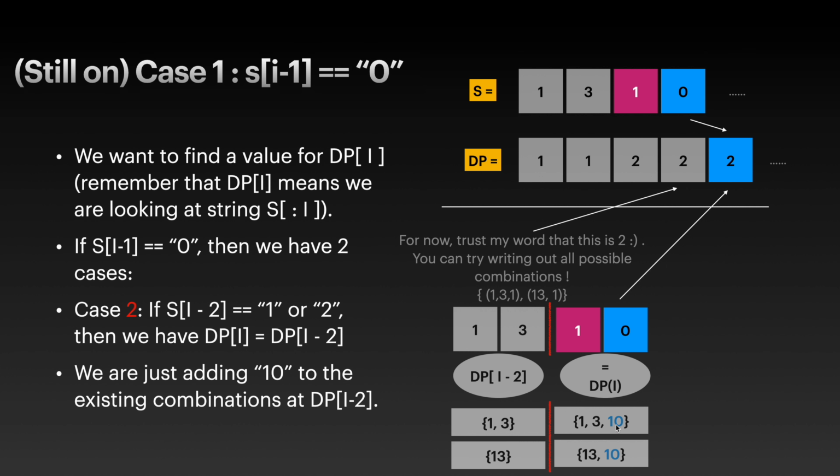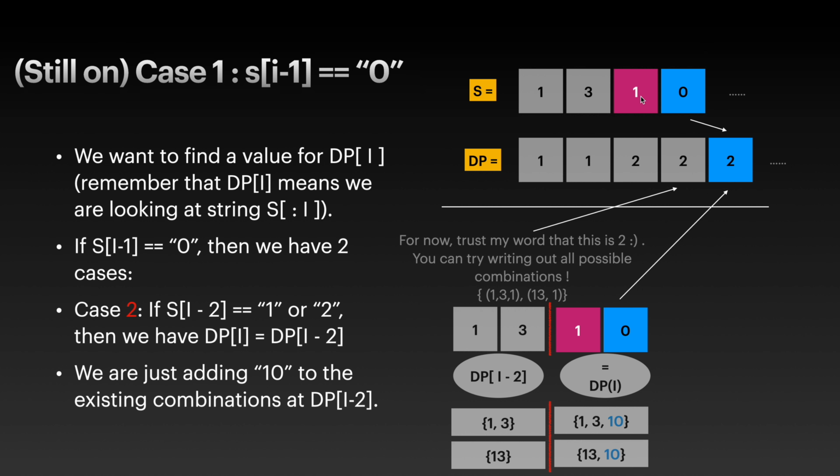And notice that here we are adding 10 only, right? And then we cannot have 1, 0 because 0 itself cannot be a valid number. So we are looking at dp of i minus 2. We are not looking at dp of i minus 1. That's one of the hardest parts about this problem. And so that's why dp of i minus 2, how many ways can we decode this? Like 1, 3 or 13, right? Here we have 1, 3 and 13.